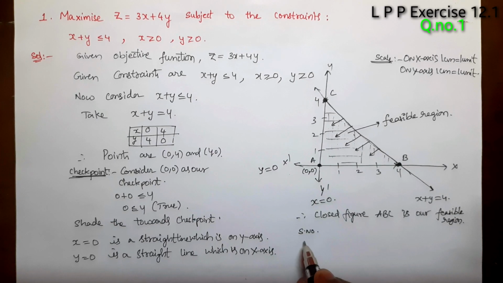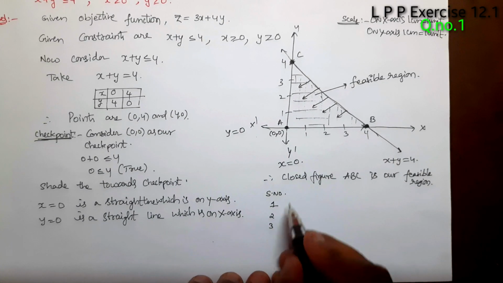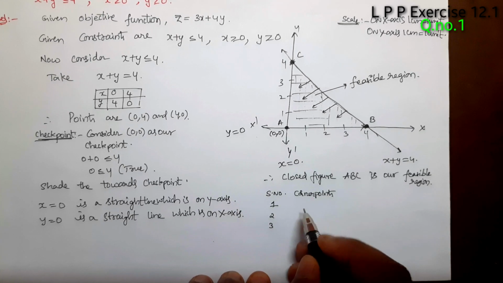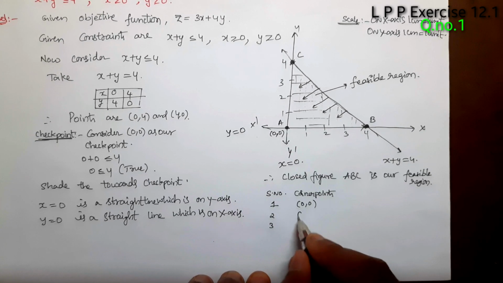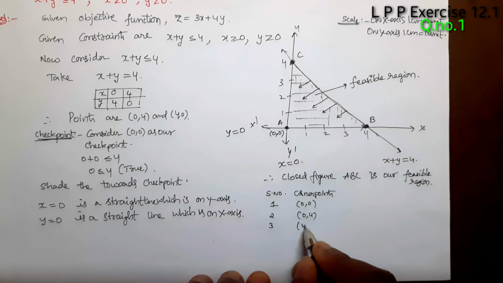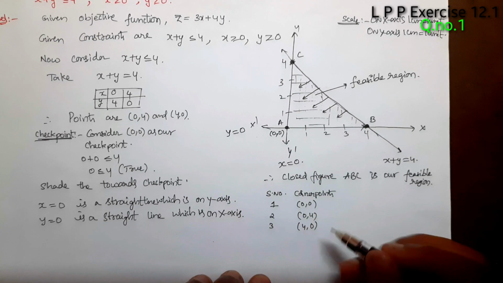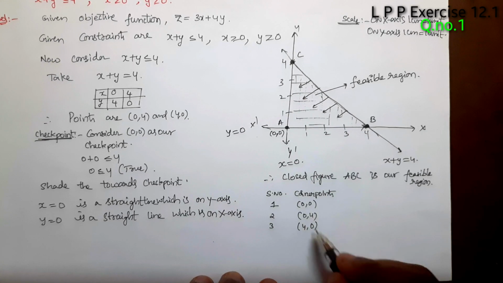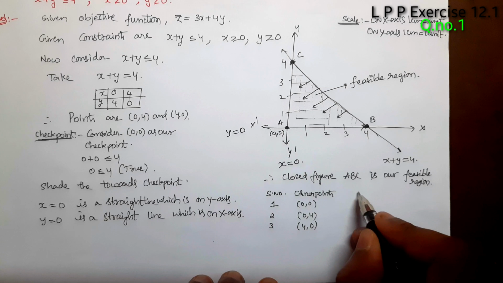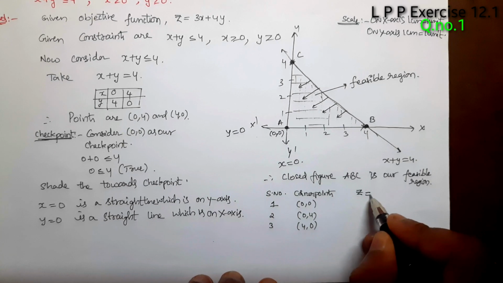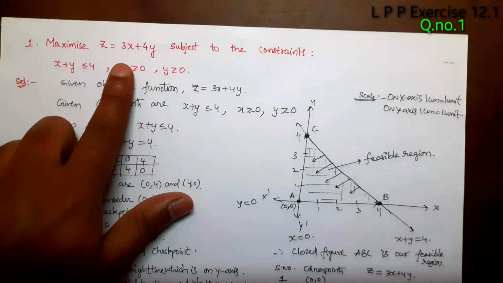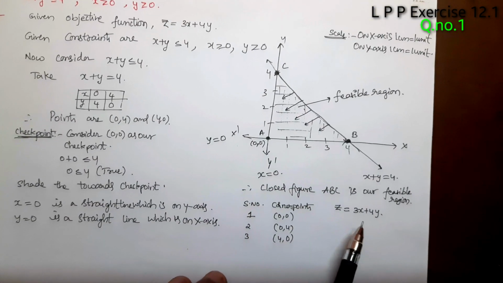Serial number is nothing but the number of corner points; we got 3 corner points. After that, what are the corner points we have to mention? Those corner points are first 0, 0, next 0, 4, and then 4, 0. See, here the order is not important. We can consider this as first, second, third like that. Now after identifying the corner points, where we have to use them is in the objective function. Objective function means z is equal to 3x plus 4y. Whatever they will give for z here, that we have to consider. In that only we have to substitute.